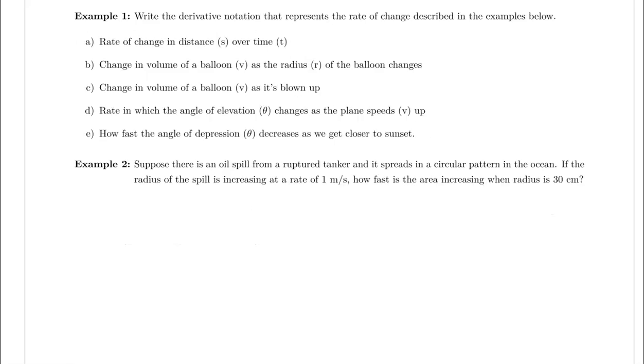Example 1 says write the derivative notation that represents the rate of change described in the examples below. Part A, we have the rate of change in distance over time, and we're given the variables, so the derivative notation would be ds over dt. B, change in volume of a balloon as the radius r of the balloon changes. So in this instance, our rate of change would be dV dr. C, change in volume of a balloon as it's blown up. Notice that the independent variable is not explicitly stated, but as it's blown up means over time, so it would be dV over dt.